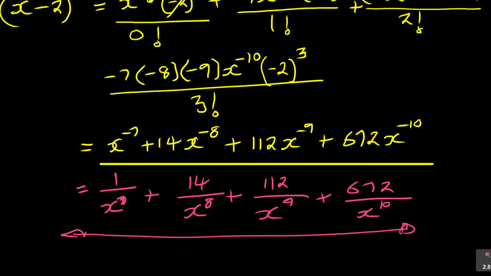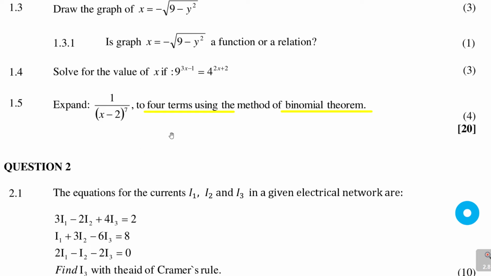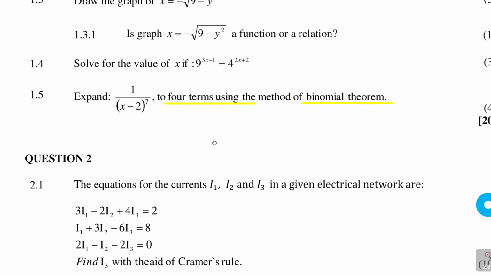So I hope it does make sense. And yeah, this was the question 1.5, 4 marks. So we've come to the end of question 1.5.